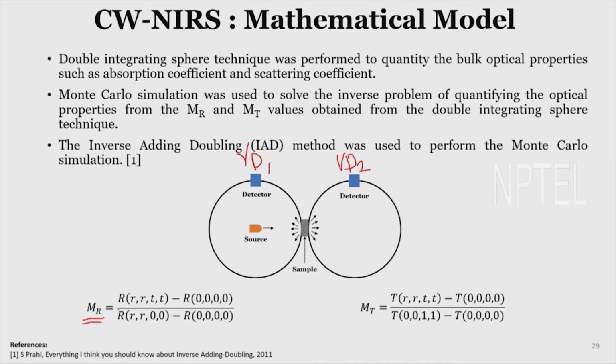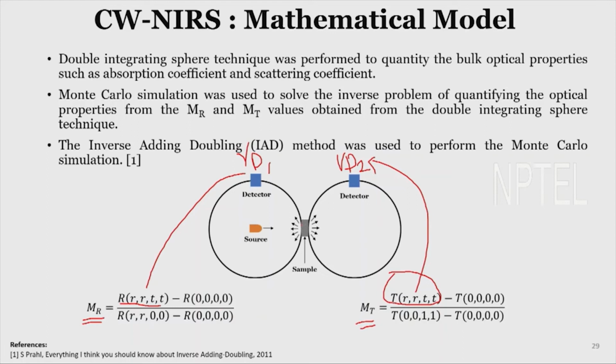MR is the measurement reflectance and MT is the measurement transmittance. The equations here represent the different cases. For example, the first one represents the actual case, what you detect here. So your R of R comma T is for detector 1. And this one, the T of R comma T, is for the detected one that is transmitted.